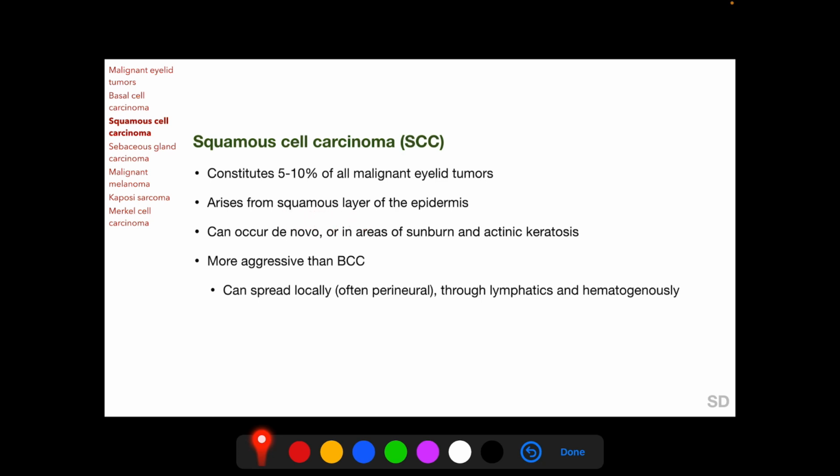And squamous cell carcinoma can occur de novo, that is without a pre-existing lesion, or can occur in areas of sunburn and actinic keratosis, which we have discussed in a previous session. Squamous cell carcinoma is more aggressive than BCC and can spread locally, which is often perineural in character, as well as through lymphatics and hematogenously.